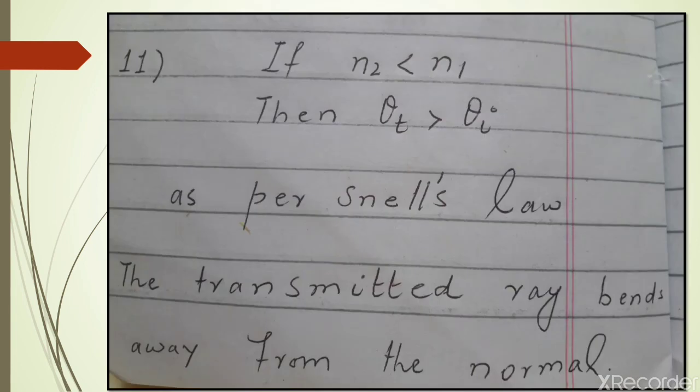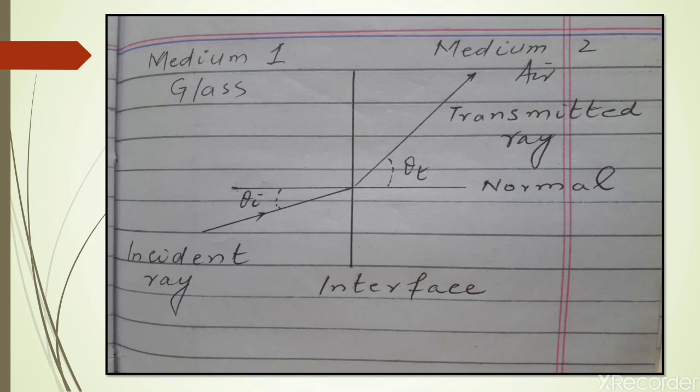So let us consider this condition in this figure. In this figure, medium number 1 is glass. And we have already discussed the refractive index of medium number 1, that is 1.5. Medium number 2 is air, and we have already discussed the refractive index of the air, that is 1. So in this diagram, the incident ray travels from a medium of high refractive index to a medium of low refractive index.